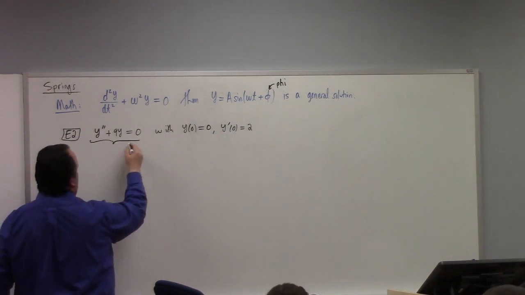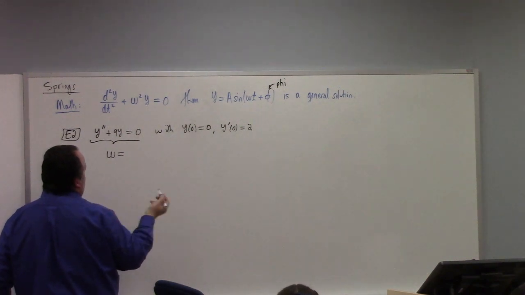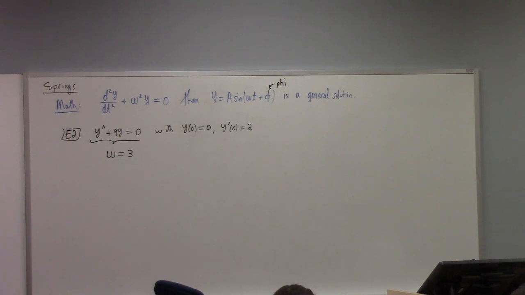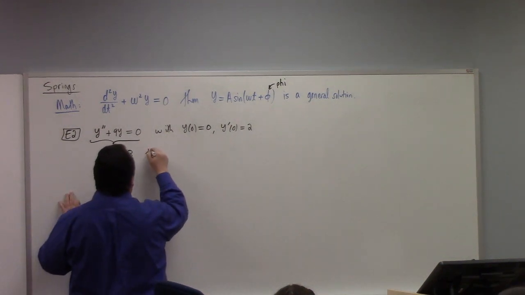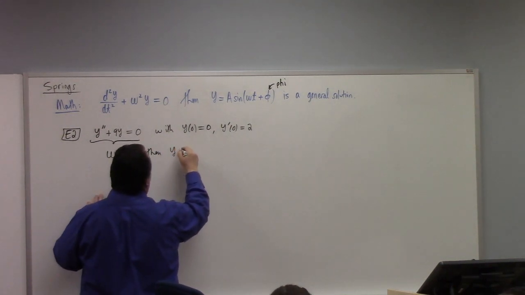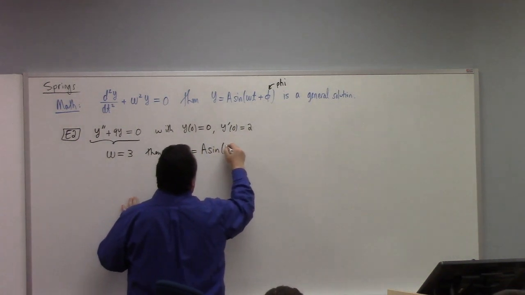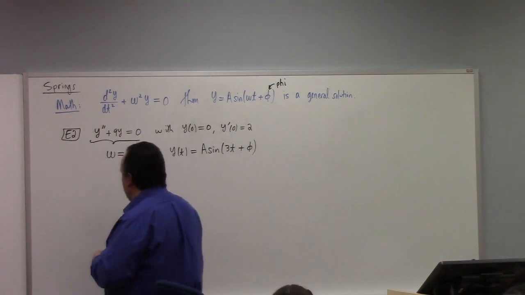We look at this and we go, apparently omega is equal to what? 3. Because it's a square of omega that I'm seeing in the differential equation. I see a 3 there because 3 squared is 9. So then, y is equal to A times the sine of 3t plus my phase angle phi, all right?